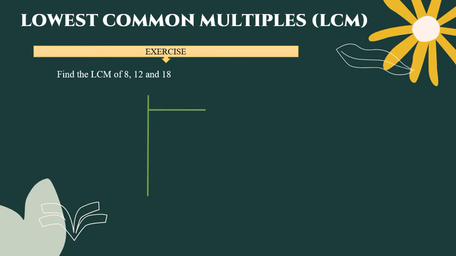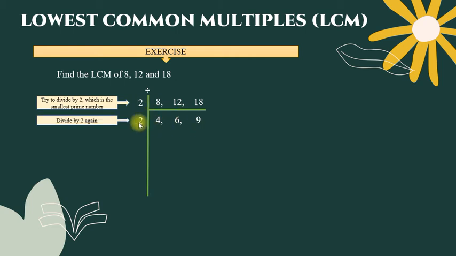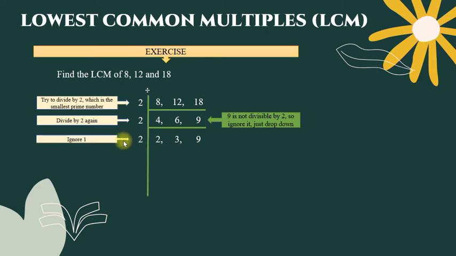So you make the repeated division like this. We have 8, 12, and 18. We divide by the smallest prime number, which is 2. 8 divided by 2 equals 4, 12 divided by 2 equals 6, 18 divided by 2 equals 9. Then we divide again by 2. 4 divided by 2 equals 2, 6 divided by 2 equals 3. 9 is not divisible by 2, so we ignore it and just drop down 9. Next, divide again by 2.